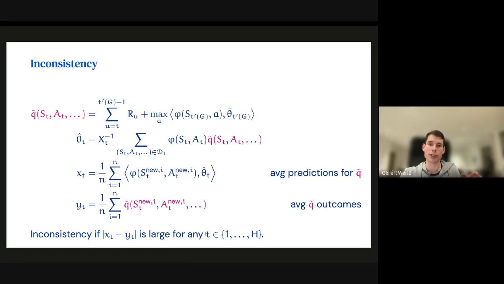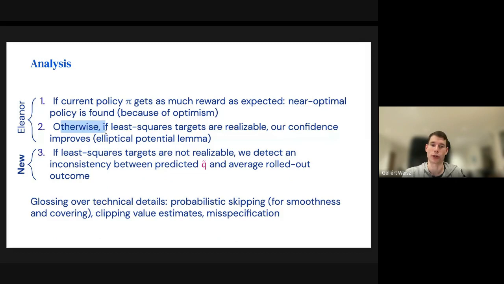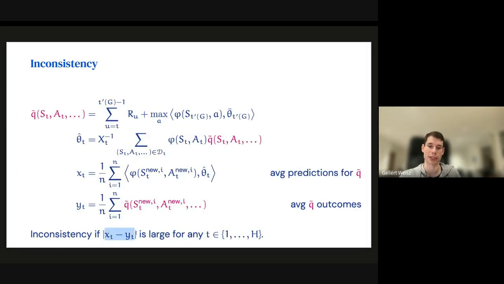And so if you didn't predict well, either condition 2 holds, or you detected an inconsistency. And so this is the third situation that we're talking about. If you didn't predict well and you detected an inconsistency, what do you do then? How do you learn from it?